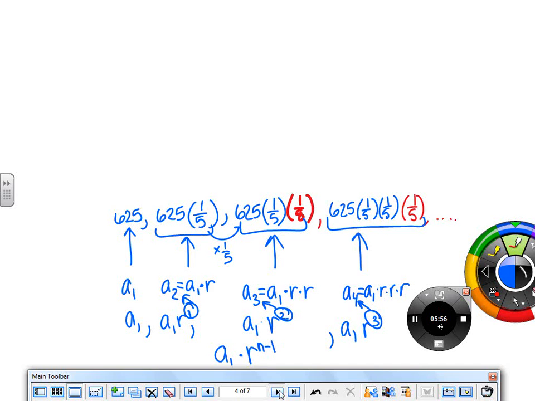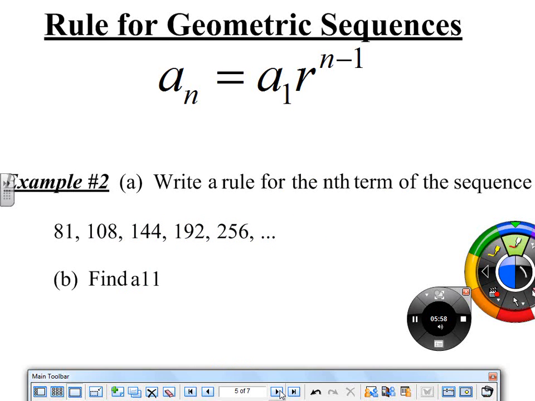So that's going to be our rule for our geometric sequences: to find any term a_n, we could use the first term a_1 times the ratio to some power that's one less than what we're looking for. Okay? So then you can see here in example 2, they're giving us a sequence, and we are supposed to write a rule for this sequence.